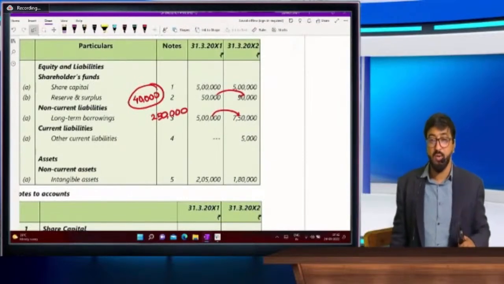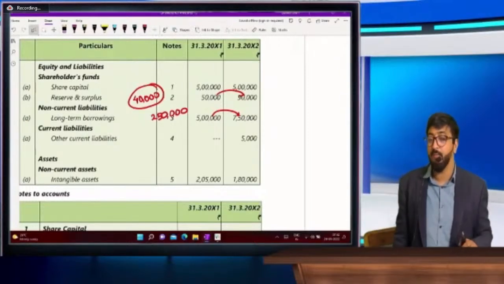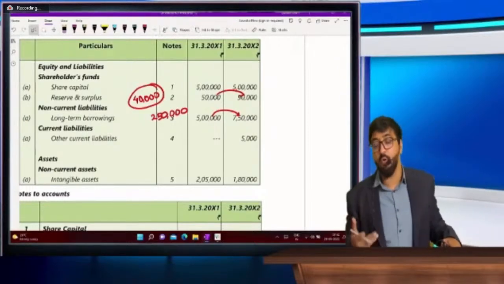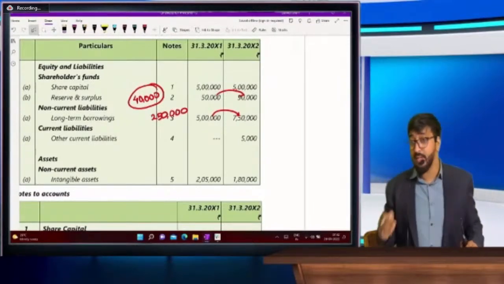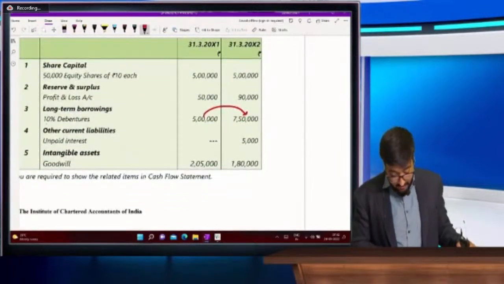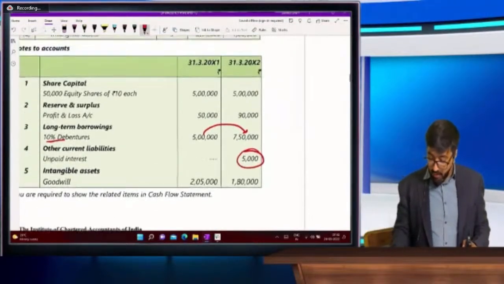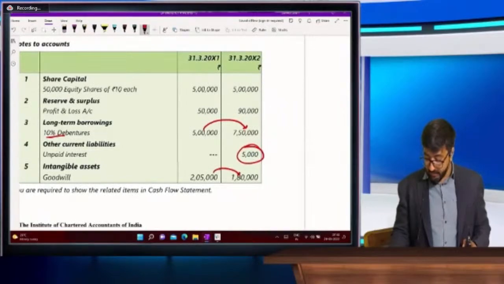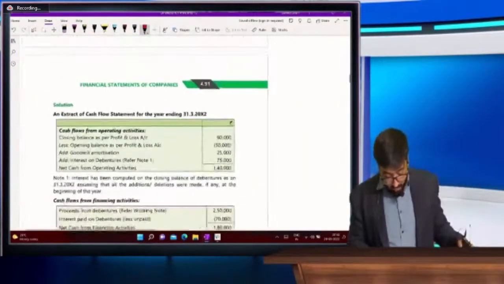2,50,000 long-term borrowings, I increase it from 5 lakhs to 7,50,000. I increased borrowings by 2,50,000. So in that case, yes, if borrowings are increased, it is my financing activity. But what about my unpaid interest? You can see unpaid interest is 5,000 and goodwill is written off 70,000. So how you are going to correlate all these things?